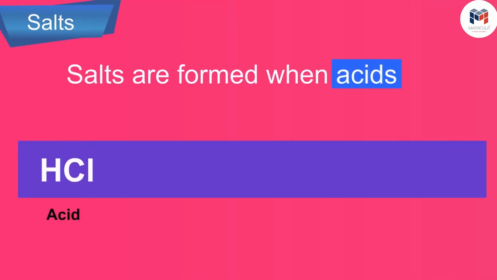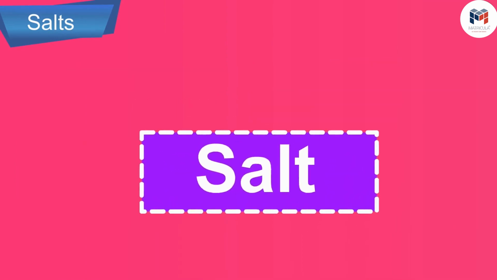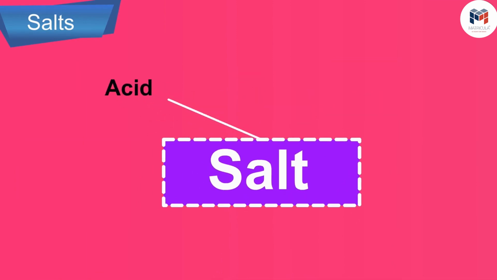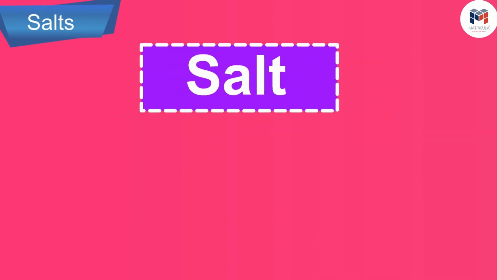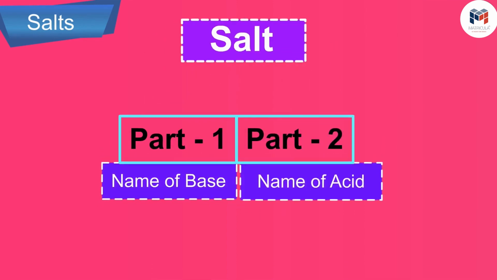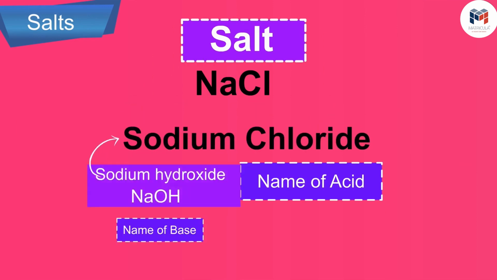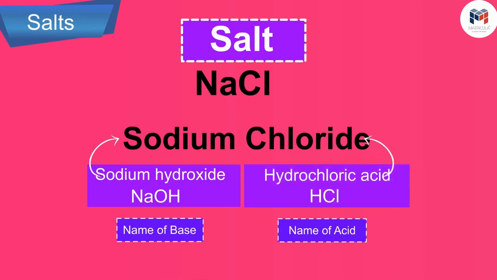Salts are formed when acids react with bases. In a way, we can say that a salt has two parents, an acid and a base. So, the name of a salt consists of two parts. The first part of the name of the salt is derived from the name of the base, and the second part comes from the name of the acid. For example, in the name sodium chloride, sodium comes from sodium hydroxide, which is a base, and chloride comes from hydrochloric acid, which is an acid.